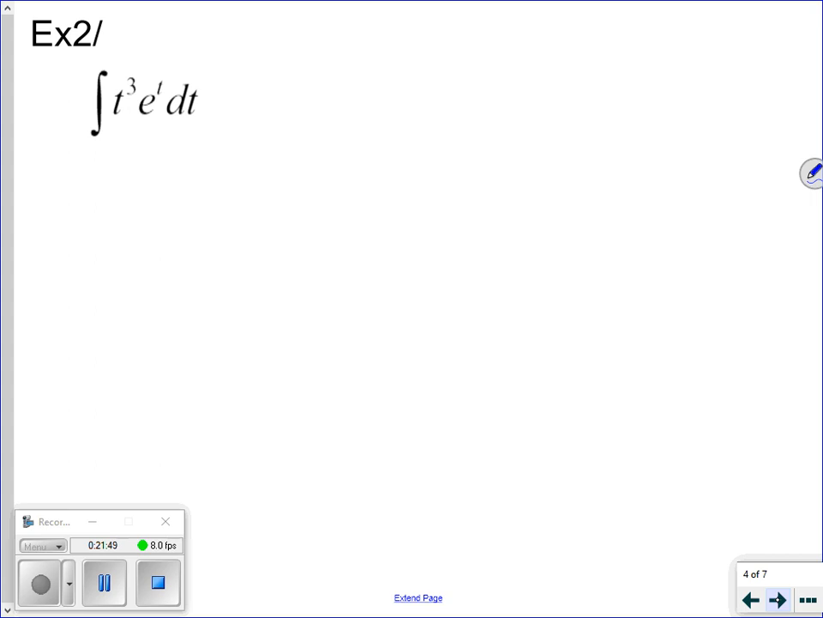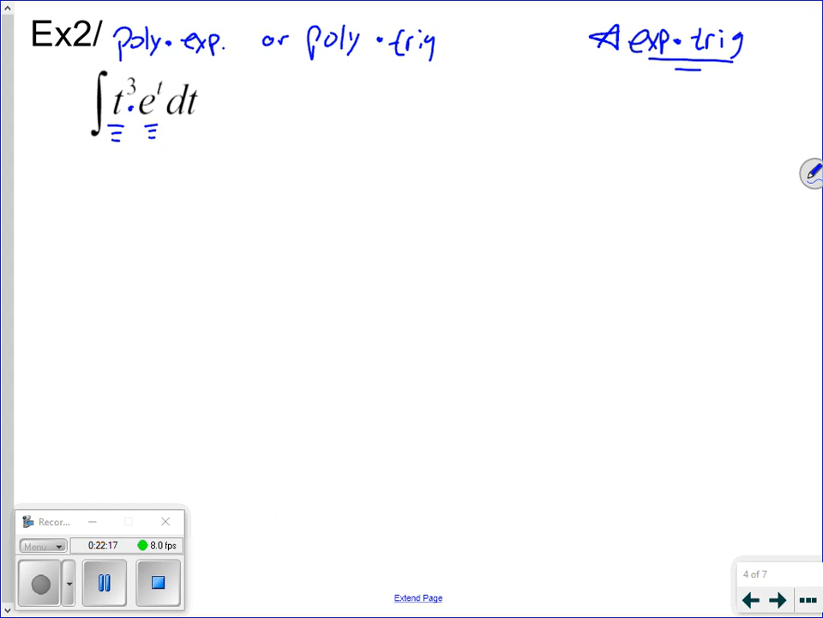We got t cubed e to the t. Now look, it's a polynomial times an exponential. Again, if you have a polynomial times an exponential, that's the tabular method. That, or if you had a polynomial times a trig, that is tabular. The other thing we learned today is if you have an exponential times a trig. That was that special rule that we learned when we had to combine like terms. So those are the three things that we learned today.